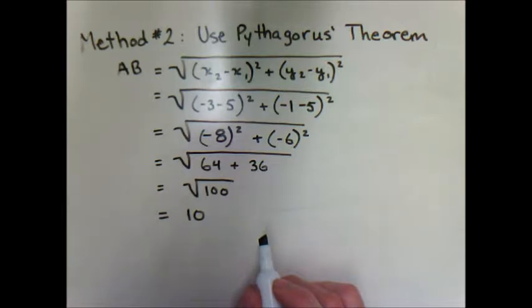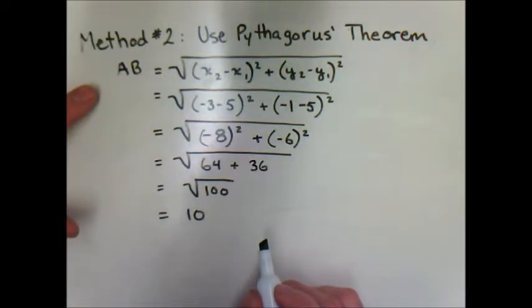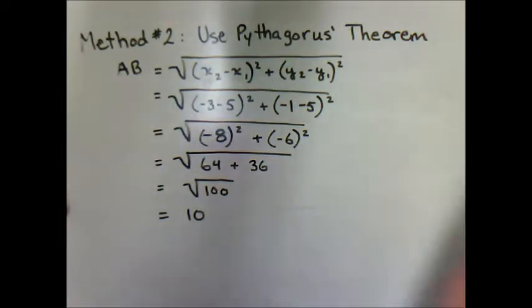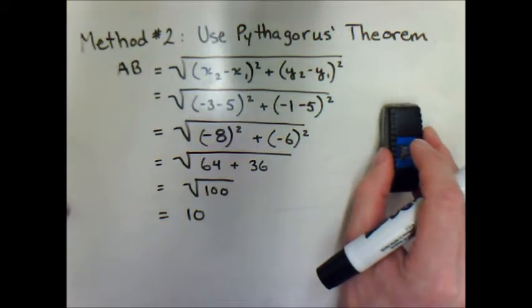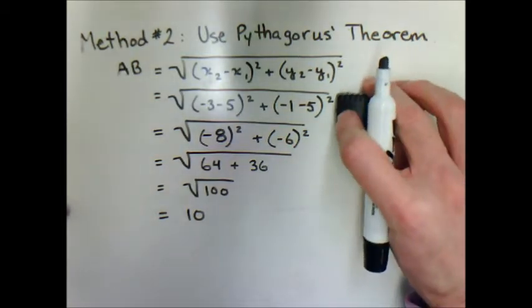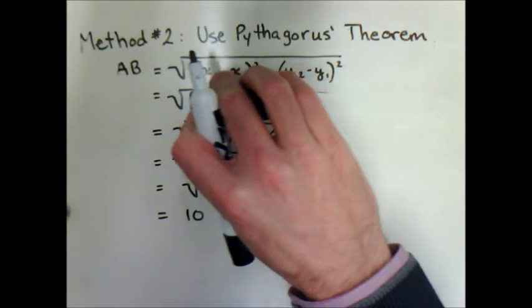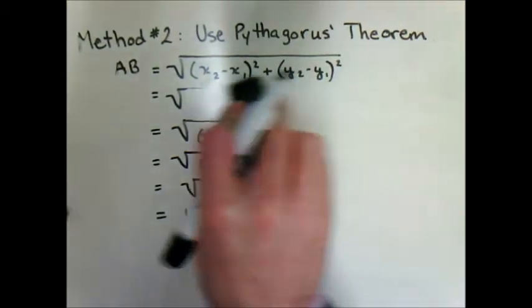I'm going to use the exact same strategy to find the length of the line segment BC and the length of the line segment AC. So I'm going to leave this top note here. I'm going to clear the rest and continue on.